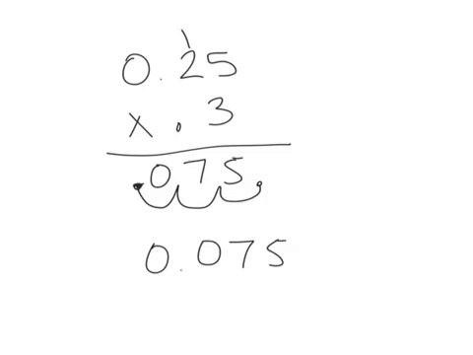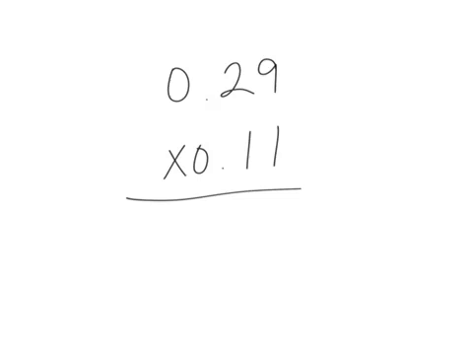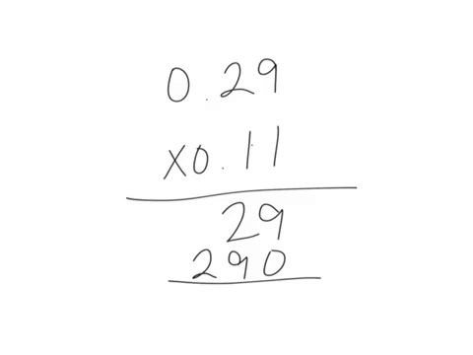Let's do one more. Okay. So let's say I have 0.29 times 0.11. I'm going to work it as a regular multiplication. So 1 times 9 is 9, 1 times 2 is 2. I'm done. Now I'm working the tenths, so 1 times 9 is 9, 1 times 2 is 2. Add that all together, 9, 11, and that's 3. 319.